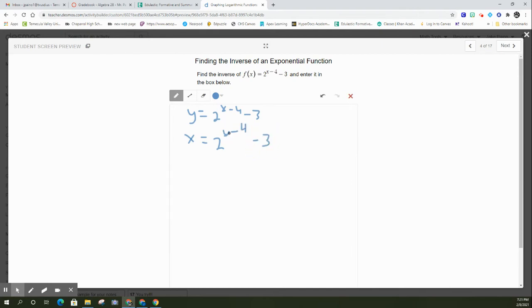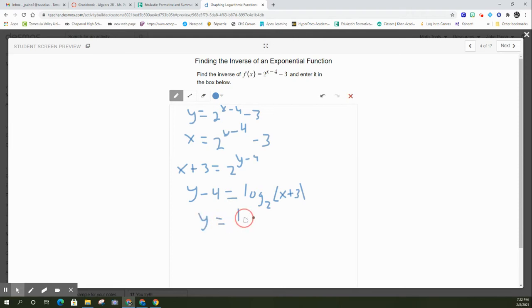Now we need to solve for y, and that'll be our new function. So we're going to add 3 to both sides. So we're going to get x plus 3 equals 2 to the y minus 4. All right, and now we're going to rewrite using logs. So log base 2, so y minus 4 equals log base 2 of x plus 3. Now it's real important that we put the x plus 3 in parentheses, because that's what the whole exponent's got to be. And now we just add 4 over to get the y by itself.